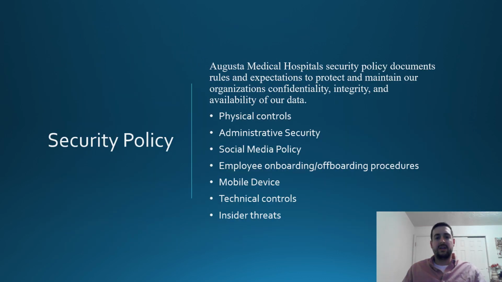Augusta Medical Hospital's security policy documents our rules and expectations to protect and maintain our organization's confidentiality, integrity, and availability of our data. And really, this is our overall goal. Through our security policy, we're going to accomplish this by implementing physical controls, having administrative security, implementing a social media policy, having set procedures for employee onboarding and offboarding, implementing a mobile device policy, having technical controls as well, and dealing with insider threats. All this goes into more explanation in our security policy document, but this is just a quick overview.